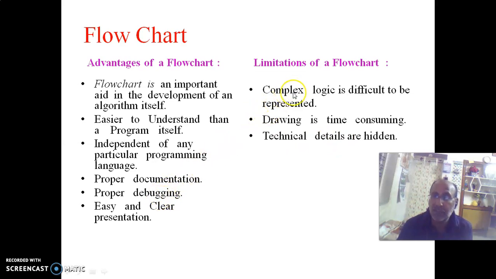The limitations: complex logic is difficult to represent. Drawing is time consuming. Technical details are hidden. These are the limitations of the flowchart.